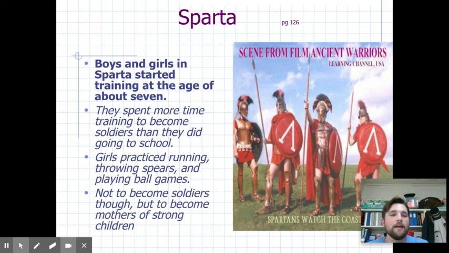But anyway, the girls practiced running, throwing spears, and playing ball games. So don't think the girls were just learning how to knit and take care of the house, things like that. No, the girls were trained to be soldiers as well, to defend themselves. And they wanted them to be strong. So you want to have strong women in your household. The man still led the household, but they wanted the females to be strong as well.